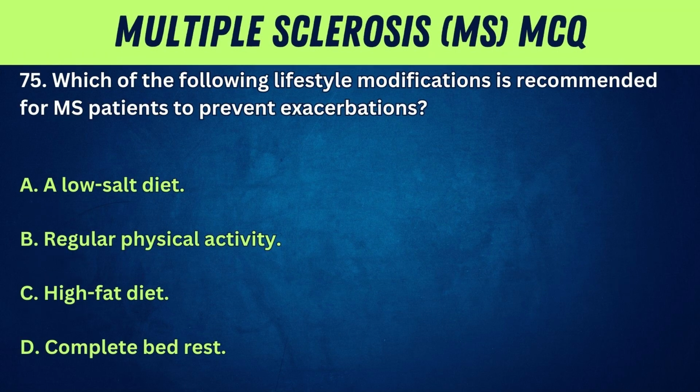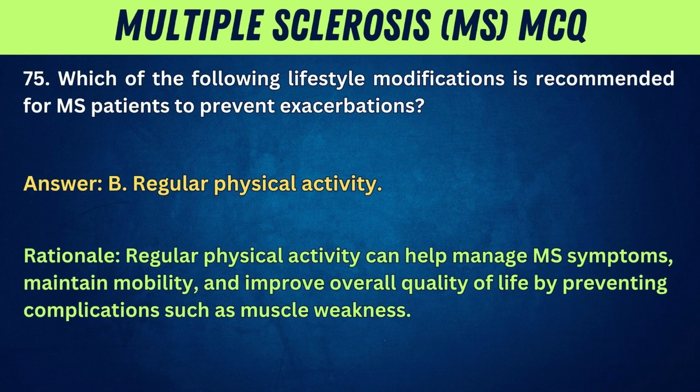75. Which of the following lifestyle modifications is recommended for MS patients to prevent exacerbations? A. A low-salt diet. B. Regular physical activity. C. High-fat diet. D. Complete bed rest. Answer: B. Regular physical activity. Rationale: regular physical activity can help manage MS symptoms, maintain mobility, and improve overall quality of life by preventing complications such as muscle weakness.